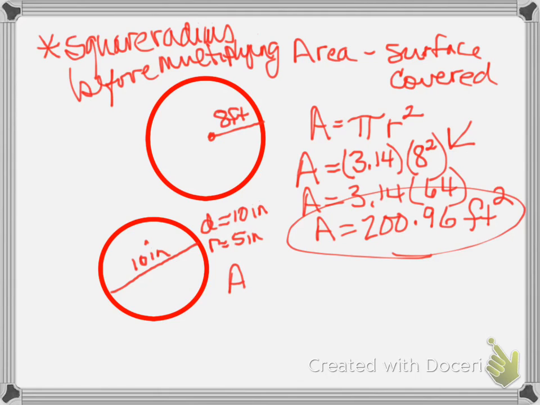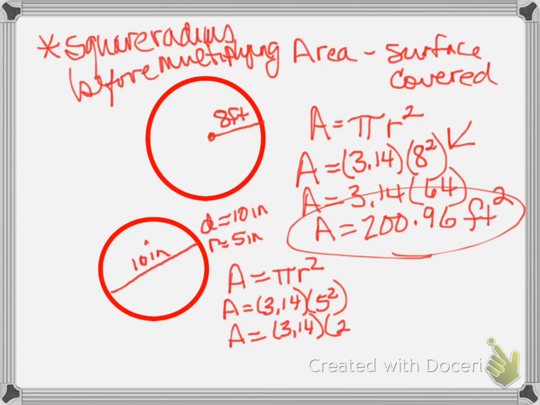And then use the formula. A equals pi r squared. So 3.14, 5 squared. And which part am I going to do first? Exponent. So 3.14, what's 5 squared? 25. And then we have to multiply 25 times 3.14. I get 78.5. And how would I label that? Inches squared. Questions about that?